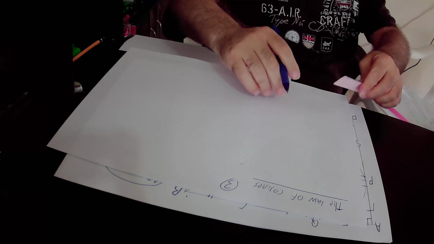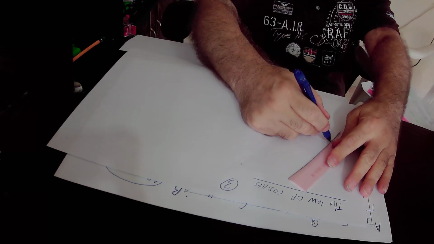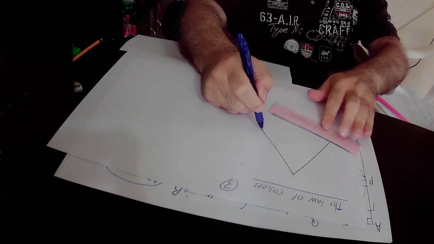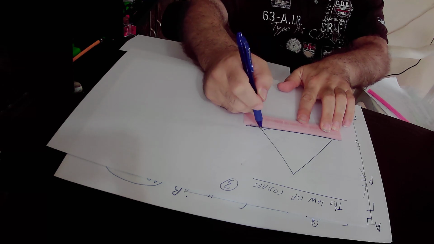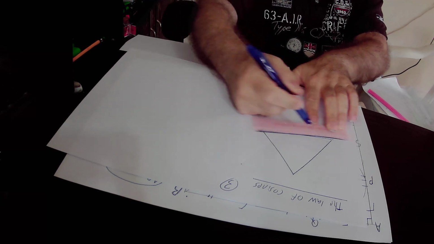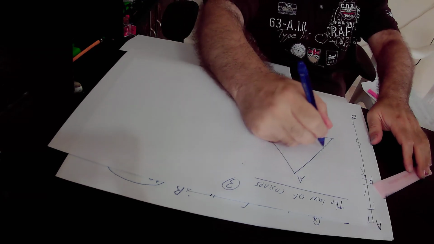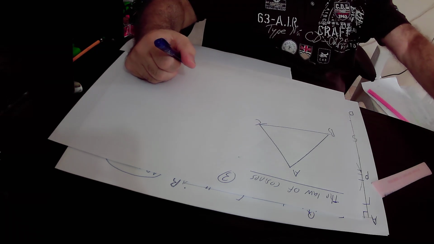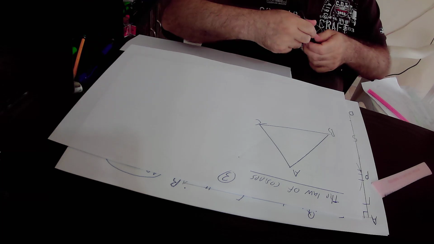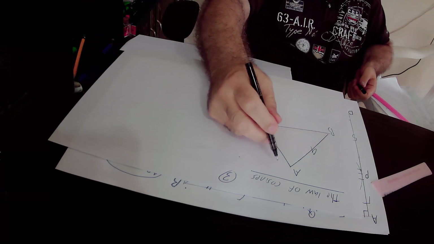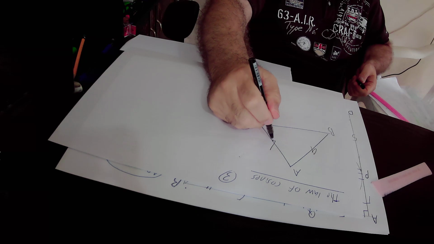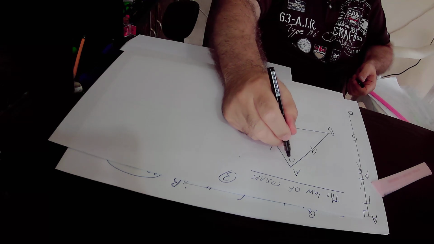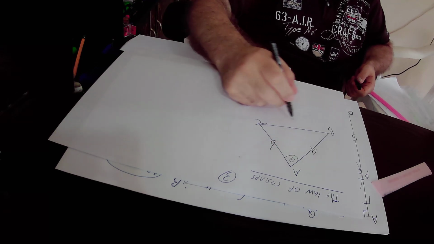So if we have here a triangle ABC, that could be any triangle. This is triangle ABC. And we know that the length of side AB is A units, the length of side AC is B units, the angle between side AB and side AC is theta, and the length of side BC is C units.